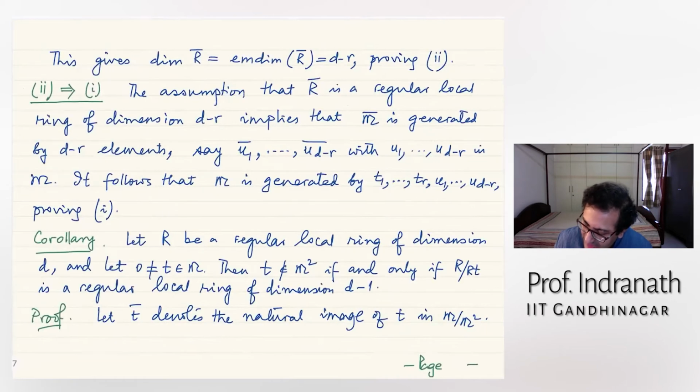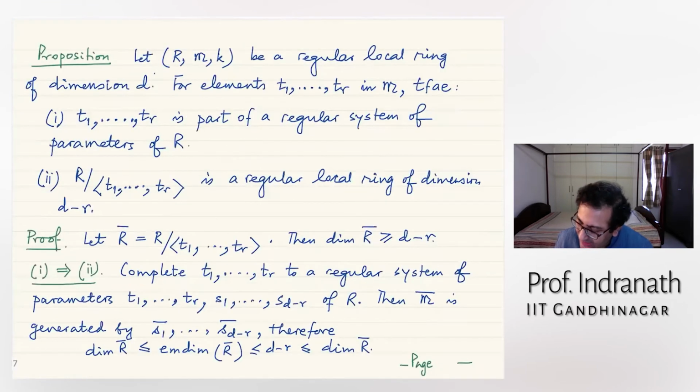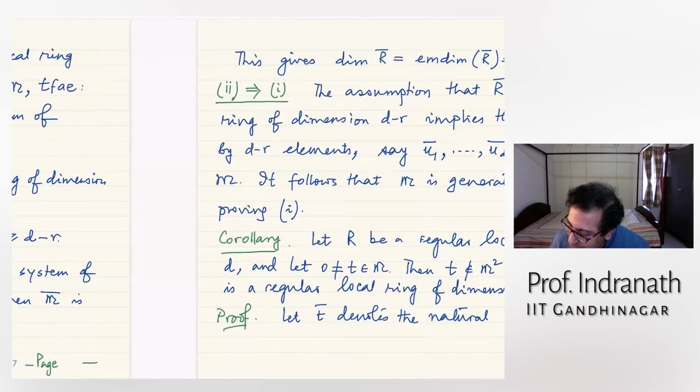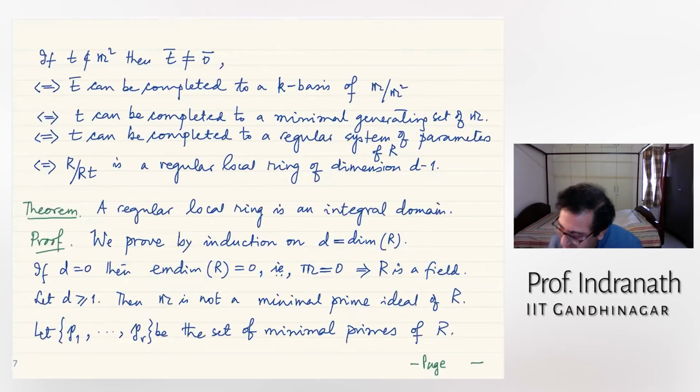So this proves this proposition and this corollary: if you have an element T non-zero, then T not in M square if and only if R mod RT is a regular local ring of dimension D minus 1. You can guess how it is going to be used. The moment you have one such element, you can drop down the dimension, keeping the regular local ring condition intact, and therefore you can get into an inductive procedure. So that's the whole idea. So let us see how we use this.